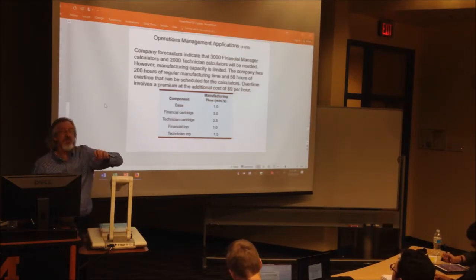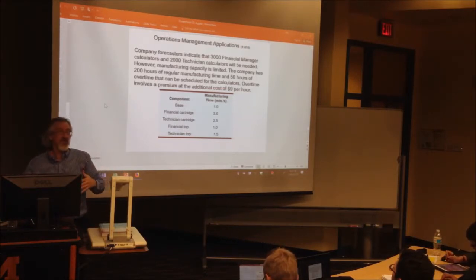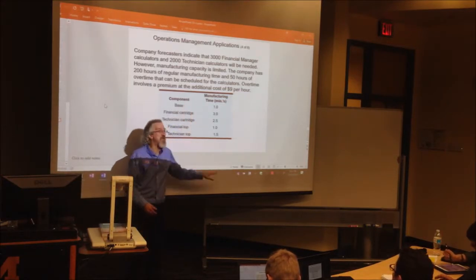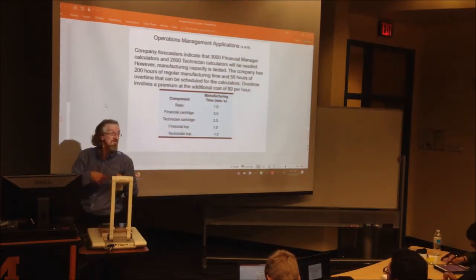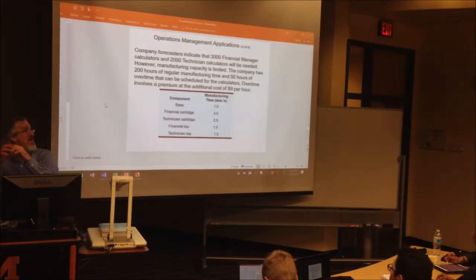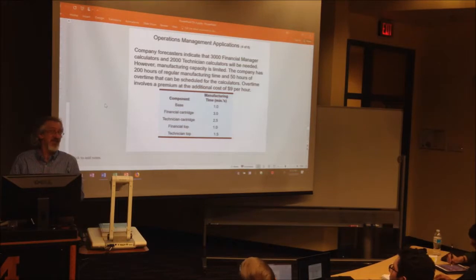Every hour of overtime we use is an extra $9 added to our cost of the product. Here's how much time in minutes each part takes if we make it ourselves. So think about that. The time to make the items is in minutes, but the time that's available is in hours. That's the tricky part of this. It's not that tricky now that I've emphasized it, but you have to catch it.